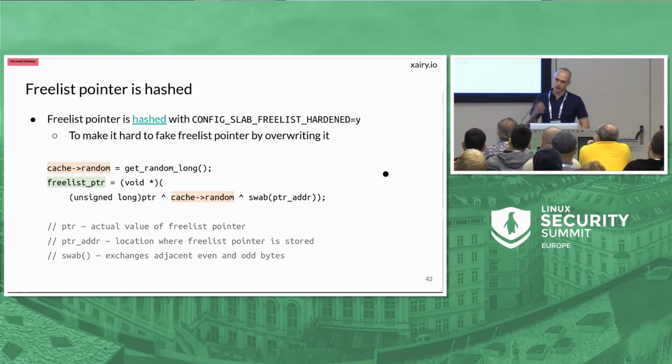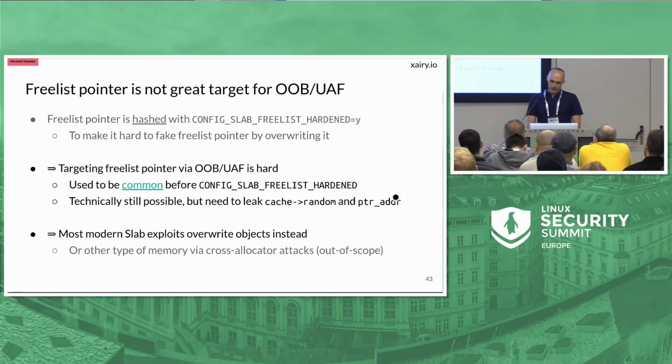You can imagine that if you can overwrite the memory within the free slot, you might be able to fake the free list pointer if it's just stored there as is. But if it's hashed, you will need to first leak this per cache random value and then leak the address of the slot. So it's still possible, it's just hard. And as a result of these two things, people don't usually target this metadata that's stored within the free slot. So it used to be very common, not anymore. Nowadays, all Slab exploits tend to target the allocation of another object type that is stored within the same slot just because it's easier.